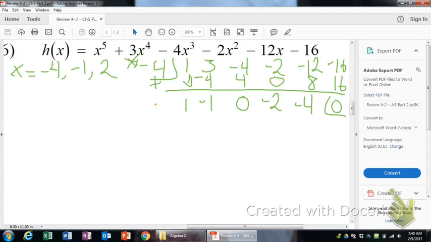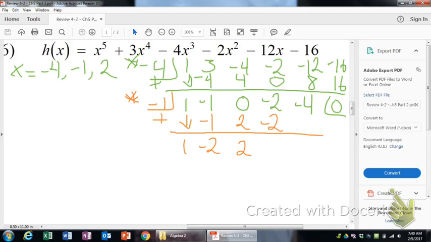Next, I'm going to go ahead and do synthetic division with negative 1. So I drop down my 1. 1 times negative 1 is negative 1. Negative 1 plus negative 1 is negative 2. Negative 2 times negative 1 is 2. 0 plus 2 is 2. 2 times negative 1 is negative 2. Negative 2 minus 2 is negative 4. Negative 4 times negative 1 is positive 4, and I drop down a 0. That's my remainder. So next, I'm going to go ahead and do 2.